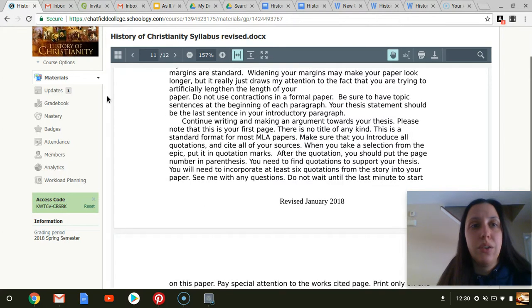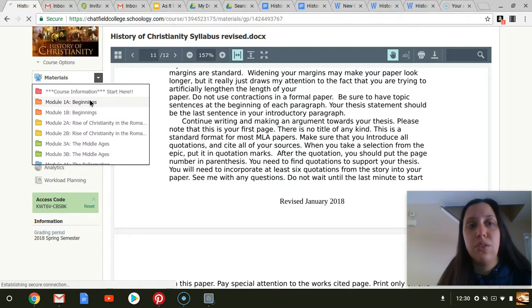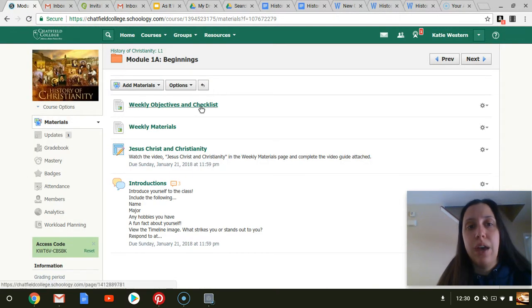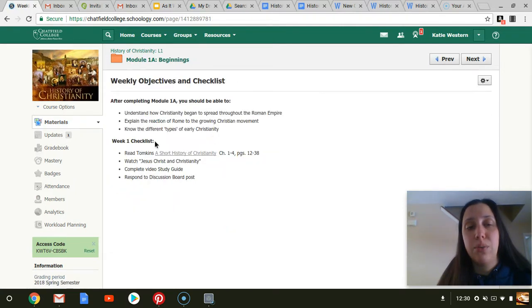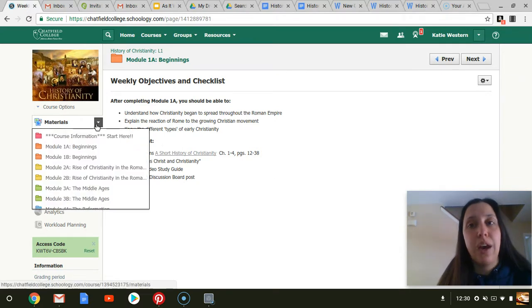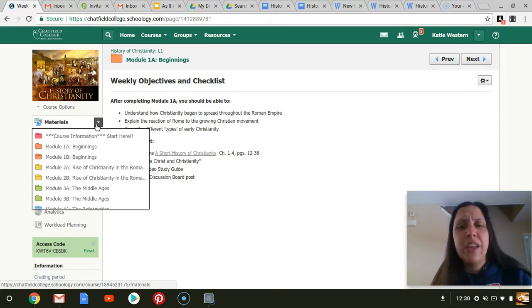So then if you go to materials, you can navigate through your modules. To show you what the modules will look like, it will have your weekly objectives and checklist. So if you open it, it tells you what our objectives are for the week, and then what all the assignments are. Some weeks you have an essay and a quiz due. Other weeks you just have reading and discussion board. That's why I'm unlocking 2 modules at a time. That way, if you want to work ahead, read ahead, you are more than able to.